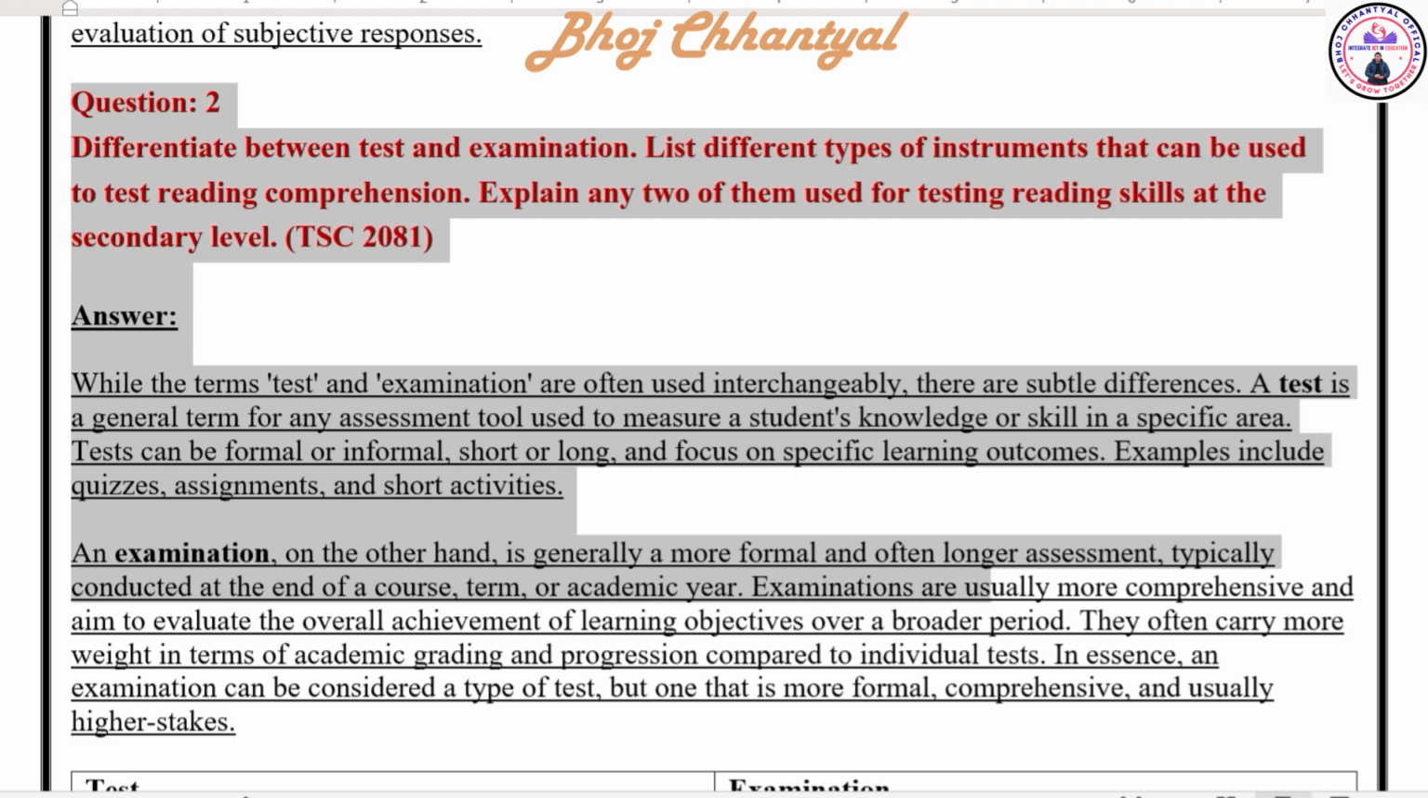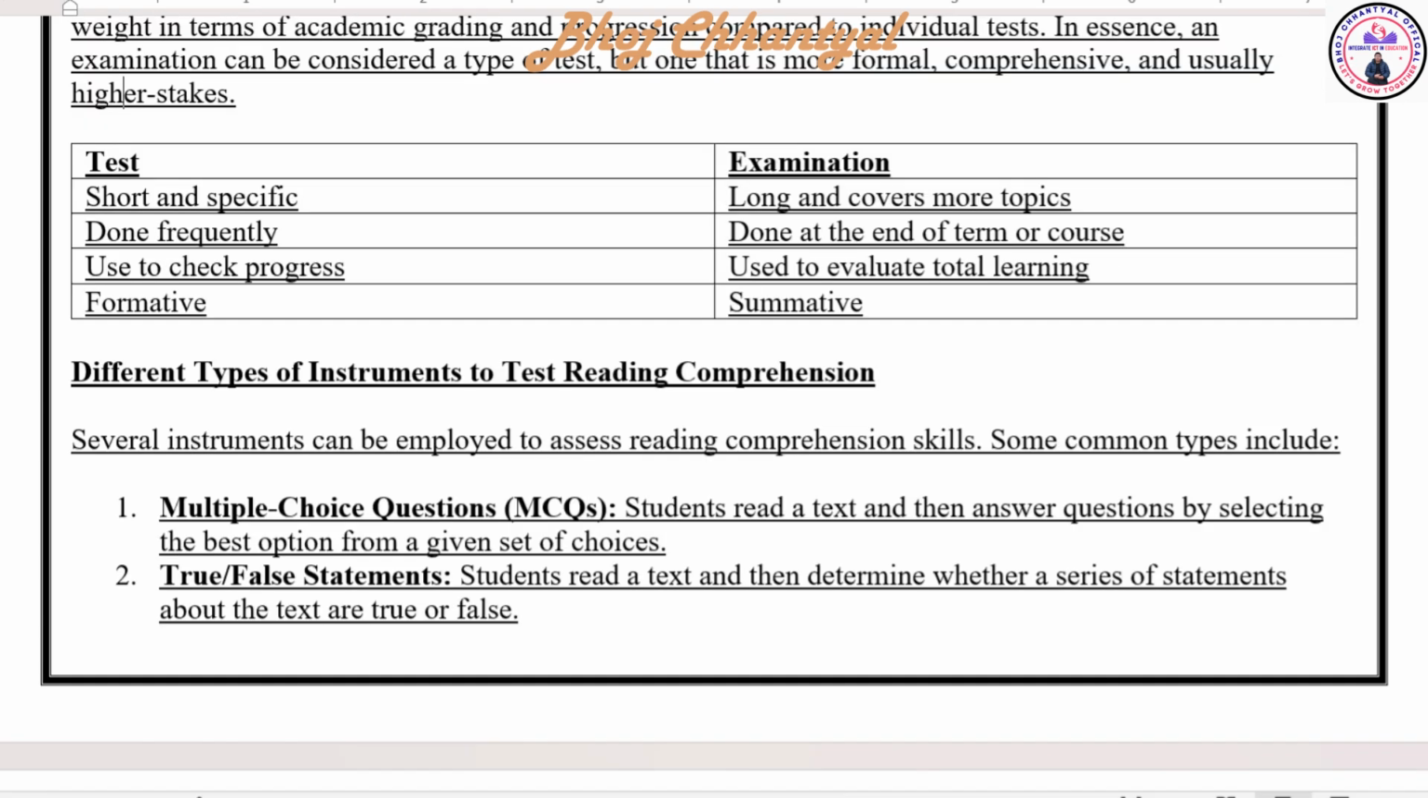Examinations are usually more comprehensive and aim to evaluate the overall achievement of learning objectives over a broad period. They often carry more weight in terms of academic grading and progression compared to individual tests. In essence, an examination can be considered a type of test, but one that is more formal, comprehensive, and usually higher stakes. Let's see some differences between test and examination.